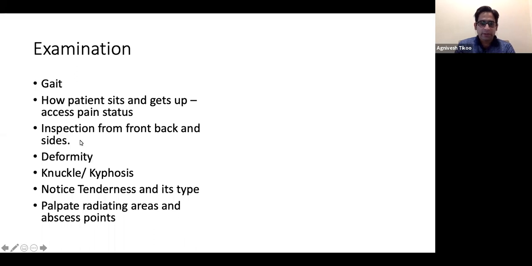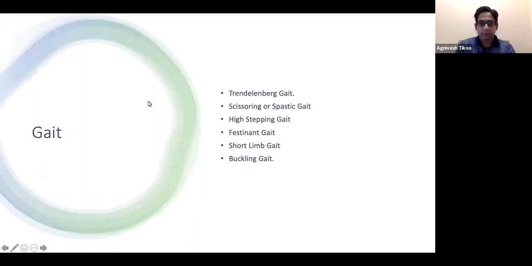So whenever you inspect, you inspect from the front, from the back, and from the side. If the patient is not able to get up from the bed, you mention that you have examined the patient in the lying down position in the bed because the patient is unable to sit because of the pain. So you look for any deformity, you look for knuckle kyphosis, you look for tenderness on palpation, and palpate the examination point. So the main gait patterns you can see are these ones.